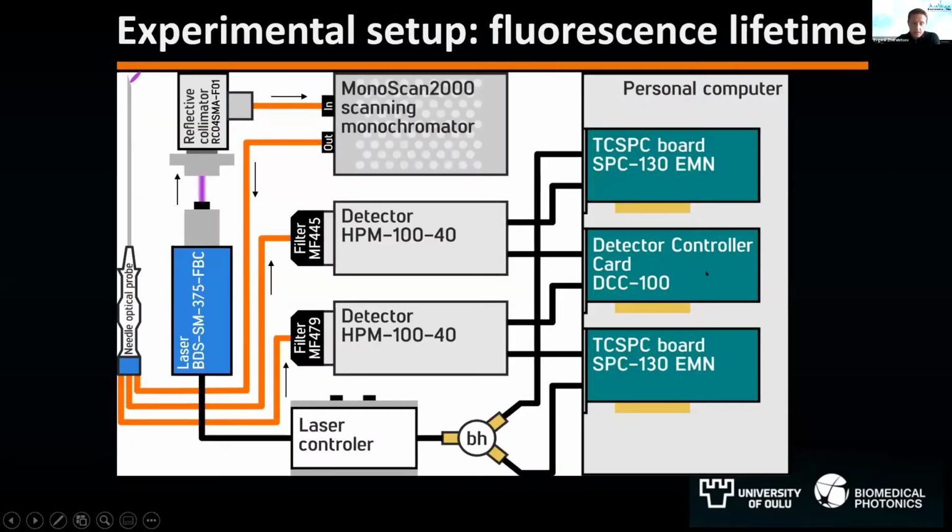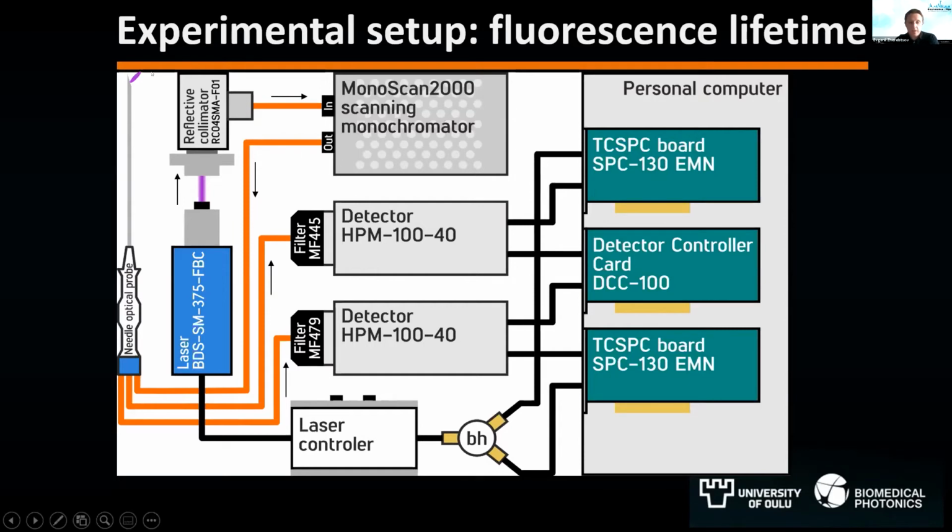This is the setup. We use Beck and Hickl components: a UV laser, a collimator. We use a monochromator to get rid of some other wavelengths, which actually they use in the laser. And after that, the UV radiation goes through the fiber optical probe.